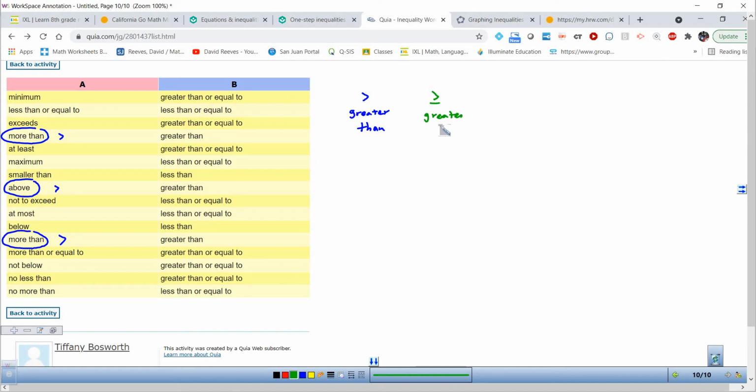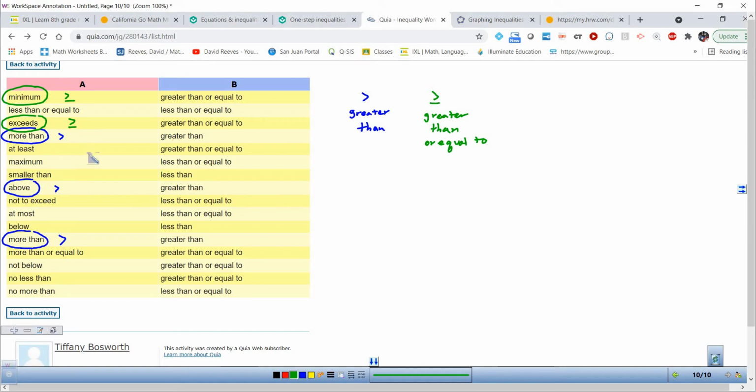Now remember, greater than literally means that it cannot be included. So if I were to ask you, is 3 greater than 3, the answer would be no. Greater than or equal to, on the other hand, can be included. So if I asked you, is 3 greater than or equal to 3? Well, 3 is not greater than 3, but it is equal to. So greater than or equal to. Here we go, minimum. If it has to be a minimum, that means greater than or equal to. Exceeds.